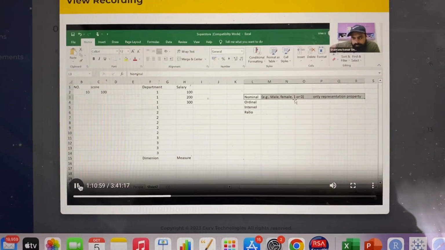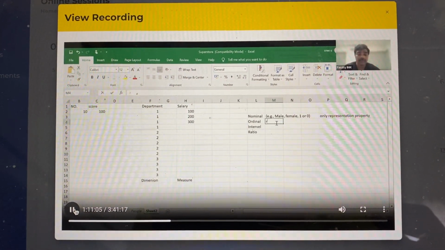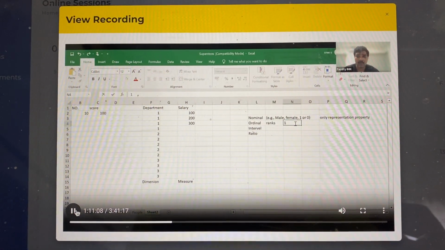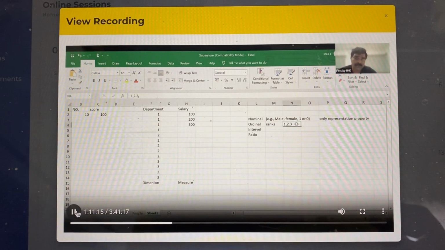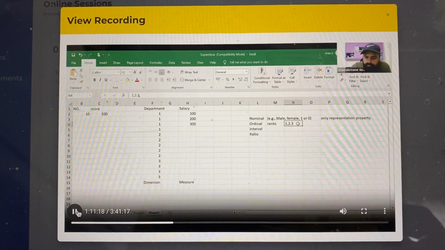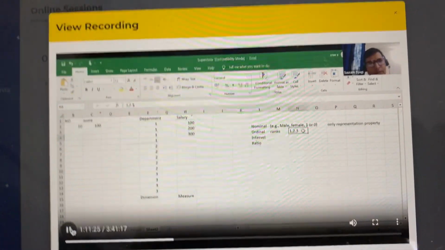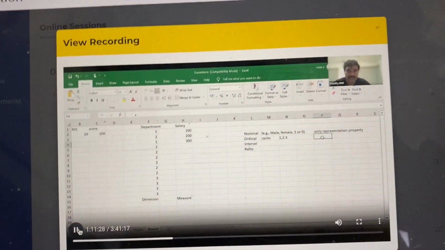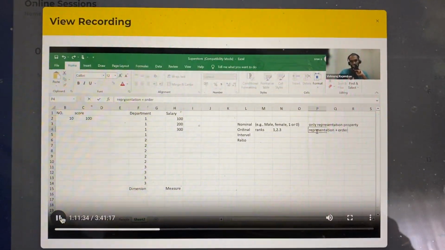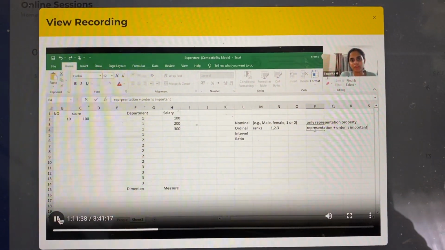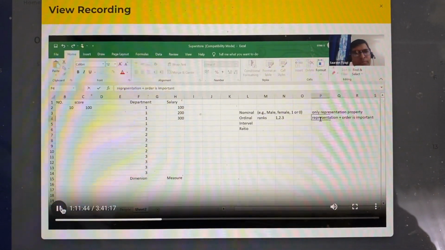Now ordinal. Sometimes we may measure in terms of orders, for example ranks 1, 2, 3. Is it a pure representation? Does the sequence of numbers make sense in this case? Yes. Rank 1 is superior compared to rank 2, and rank 2 is superior compared to rank 3. What are the properties of this type of data? It gives an order. Order is important.